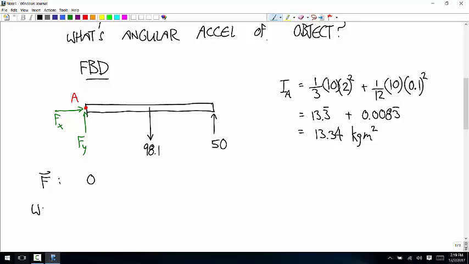And then the weight force, if you draw the line from the axis to where that force is applied, those two are already perpendicular. So we can just calculate this moment as the force, 98.1, times this distance.